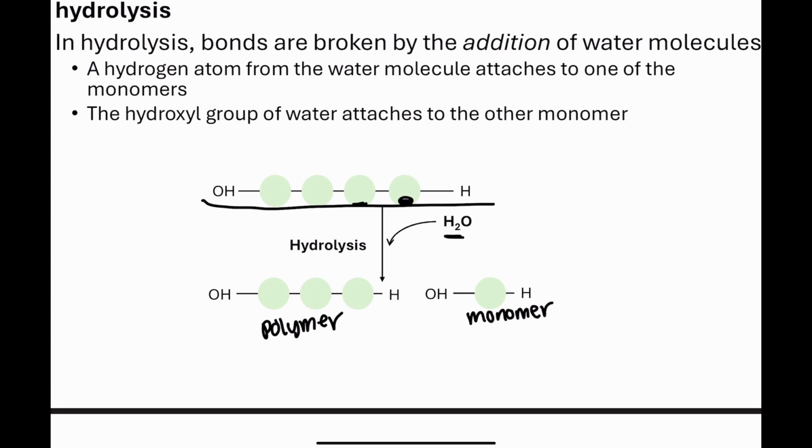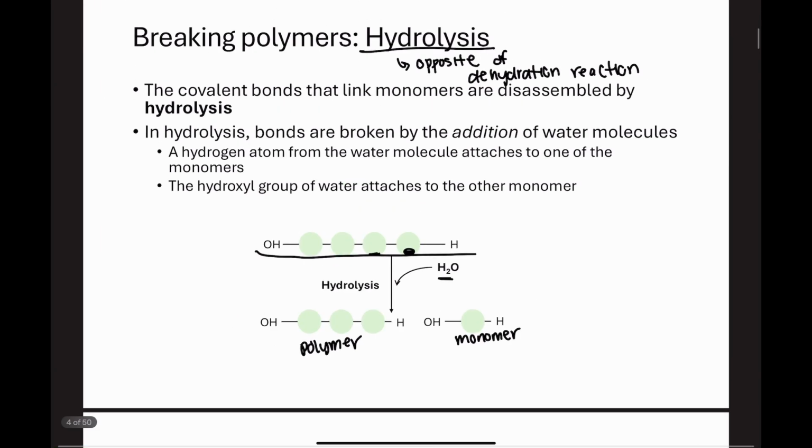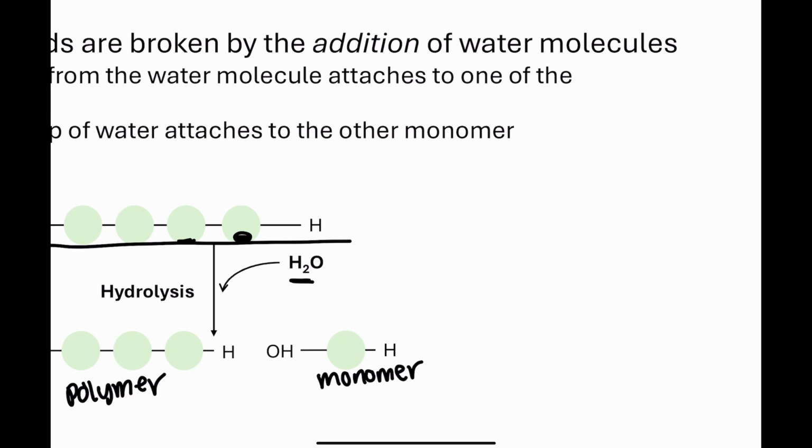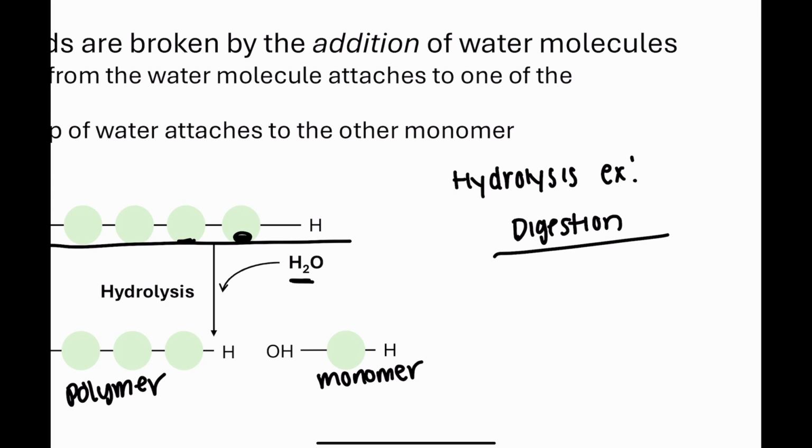So once we have the monomers in our cells, they're going to make new polymers through dehydration reaction. And that formation of new polymers is going to be tailored to the specific needs of each type of cell. A common example of hydrolysis is digestion. And it's so important because when we take in food as organic polymers, they are too large for our cells to be able to absorb.